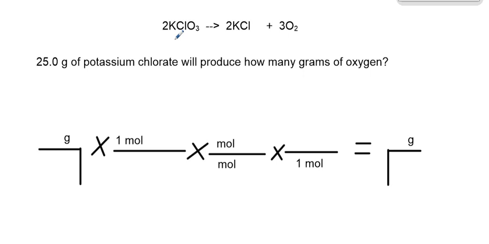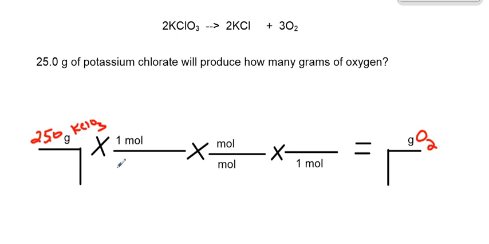Well, this is our potassium chlorate here. So what I'm going to do is put 25.0, and this is grams of potassium chlorate, KClO3. And we're trying to figure out how many grams of oxygen we're going to produce. So I'm going to put grams O2 over here. So this is what's given, and this is what we're trying to find.